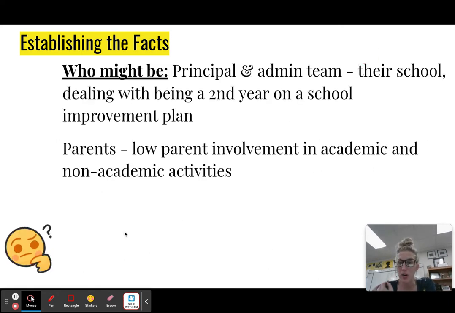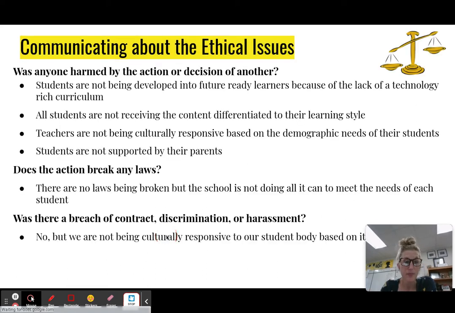Who else might be involved? The principal and the admin team. This is their school. They're dealing with the second year of being on an improvement plan. And the parents probably need to be involved a little more. It is a low parental involvement school in both academic and non-academic activities.